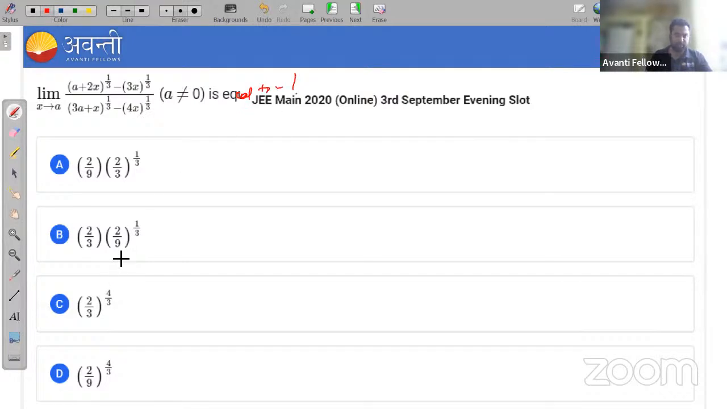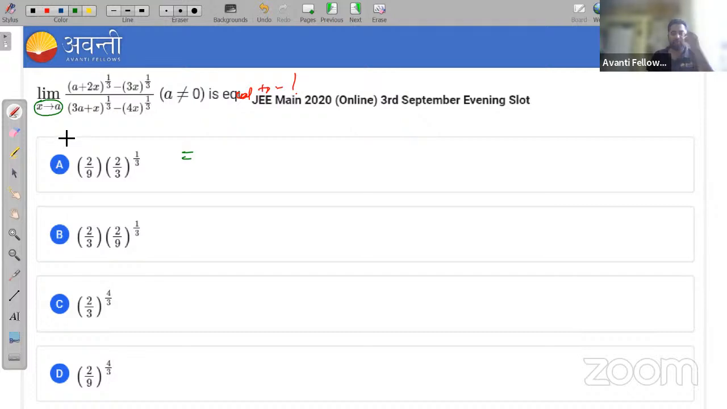What is the limit? You only need to evaluate. So the question is: given this limit, x extending to a, of (a plus 2x)^(1/3) and (3x)^(1/3)... What we'll do for these questions, we have x extending to a. So what should we do? We don't know what a is.